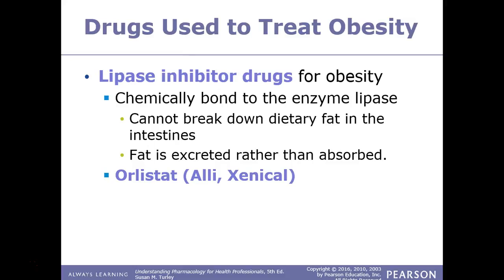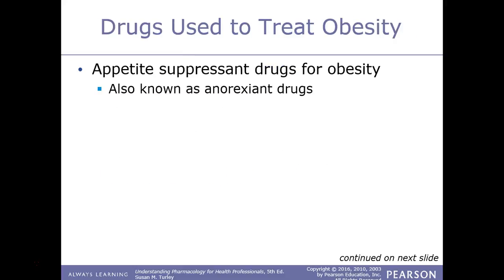Orlistat is the generic name. Its prescription strength drug is called Xenical, and it's also available as an over-the-counter drug called Alli. And they named it this way as being your ally or your helper or your friend in losing weight. So it's one of those conscious efforts to attract an idea to the public.